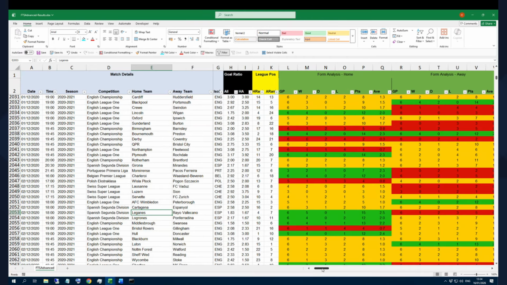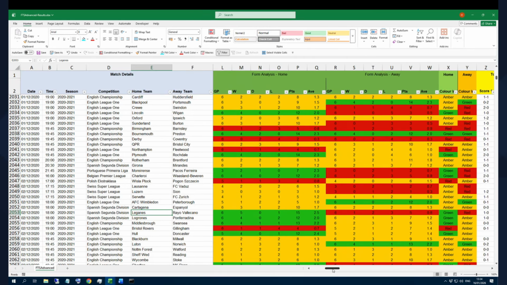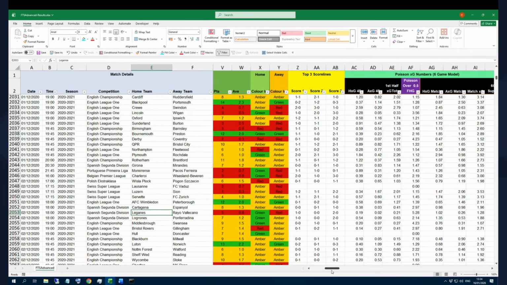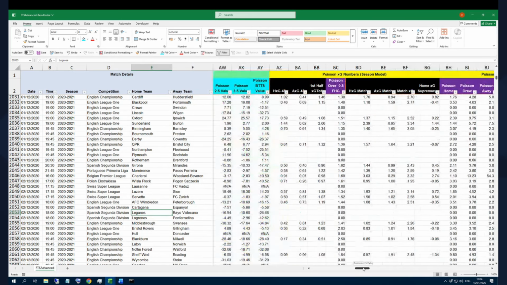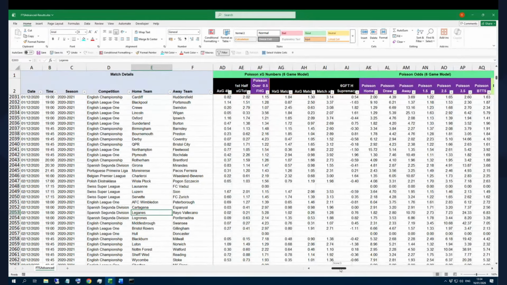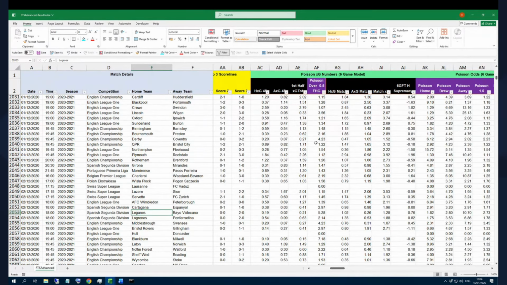So what I do first is I go to our 6 games. We've got 2 models on FTS Data Advanced: a season-based model and a 6-game model. The 6-game model is obviously looking at what's happening more recently. So here I'm going to go and set that.